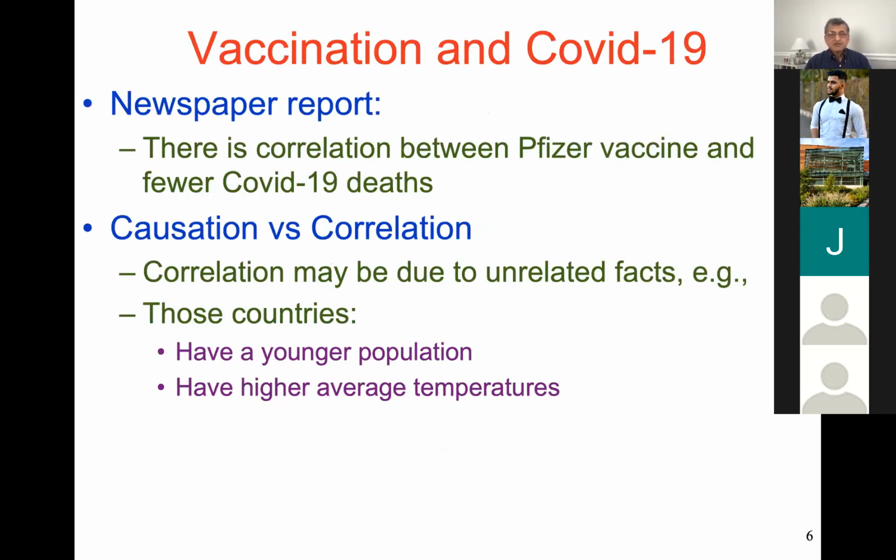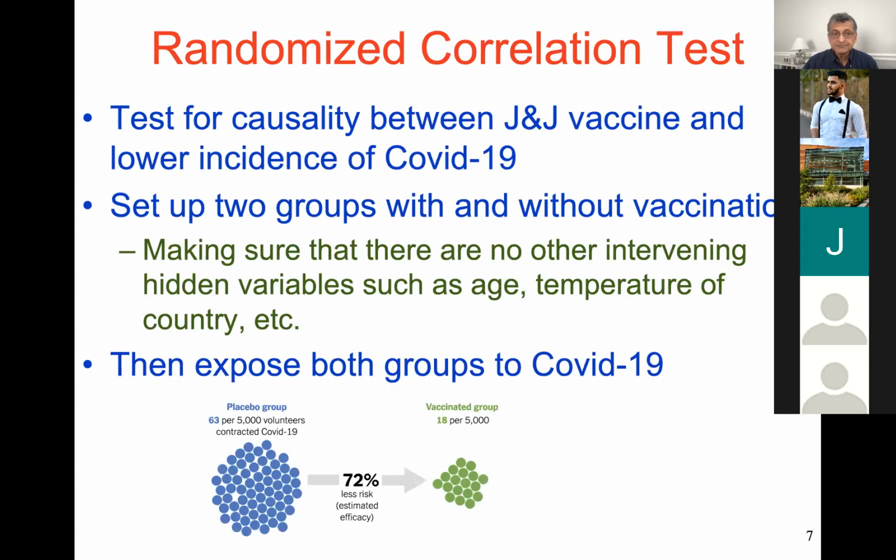All right, this I already mentioned, vaccination and COVID-19. A newspaper reports there's a correlation between the Pfizer vaccine and fewer COVID deaths. Is that causation or correlation? The correlation may be due to unrelated facts, such as those countries having a younger population or a higher average temperature. So we need to eliminate some of these so-called latent variables to see whether there's really causation. It's important to know whether causation exists before we take a medicine, right? We don't just want correlation.